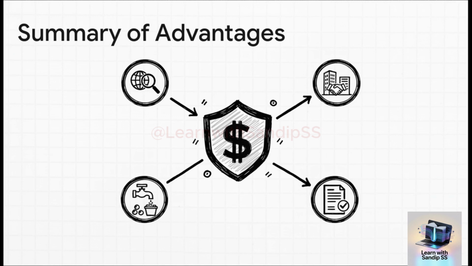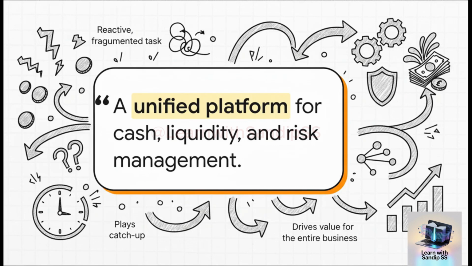You get real-time visibility into all your bank balances all over the world. You get way better control over your liquidity. Managing bank relationships gets easier, and compliance gets simpler because everything is neatly tracked in one auditable system. So in the end, what you're really doing is transforming cash management. It goes from being this reactive, scattered chore where you're always playing catch-up to being a strategic, unified operation that actually drives value for the entire business.